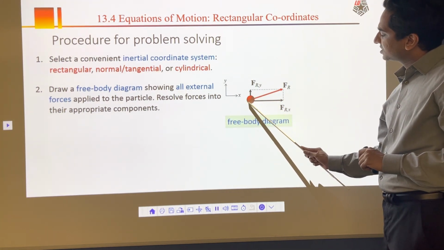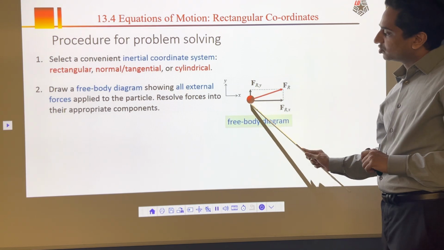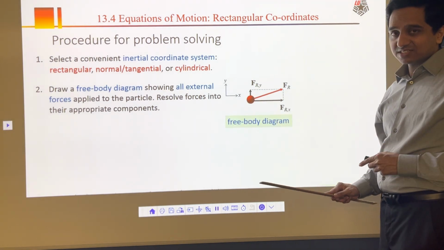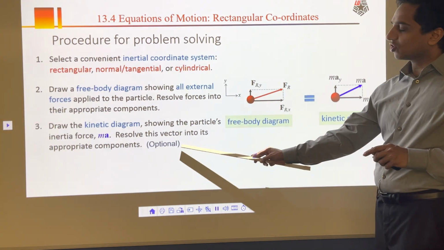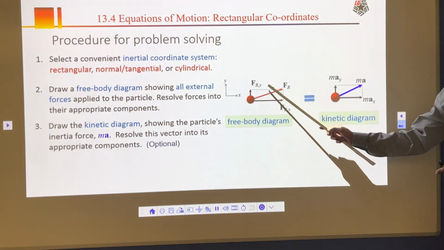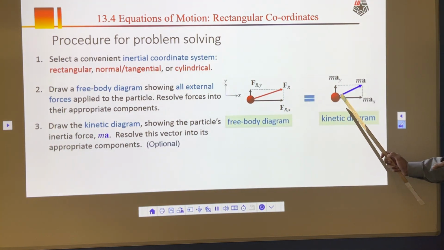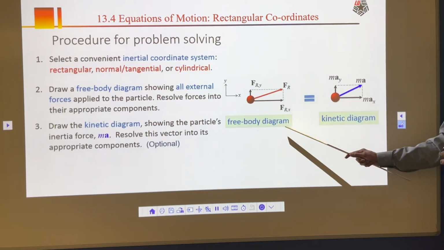So we have all the forces in x direction and y direction. That's your free body diagram. That's the second step. Third step, if needed, draw a kinetic diagram. That's optional. A kinetic diagram is something that now has a motion too in this direction. A kinetic diagram represents the motion. So it has x direction motion, y direction acceleration, and then here the resultant acceleration. So that's called your kinetic diagram.